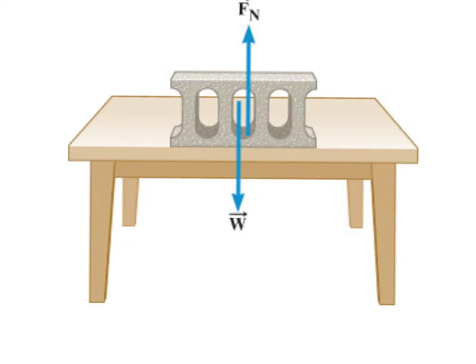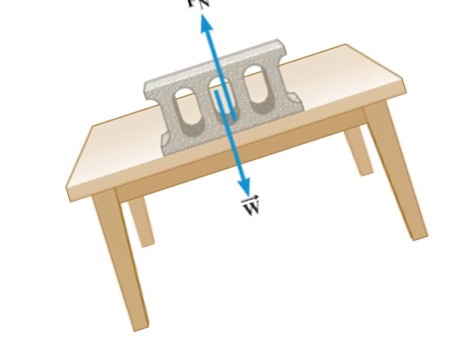Well, here's something we've been looking at lately. We have a brick sitting on a table, and it has two forces acting on it. The force of gravity pulling down on it, which is the brick's weight, and the normal force, which is equal and opposite to the brick's weight, which is why the brick isn't falling, because these two forces balance each other out. But what happens when we tilt the table?